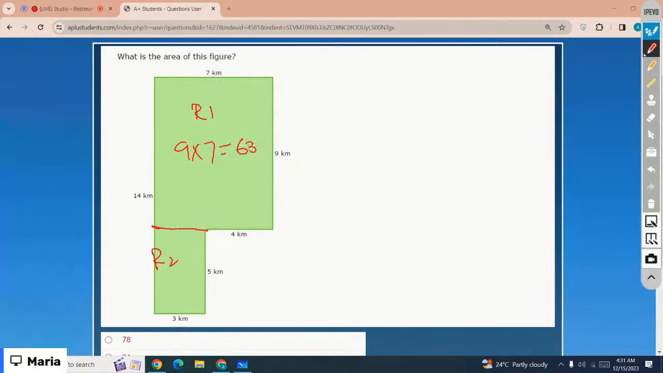Where were you when I was explaining the rest of the questions? And for this one you have to do 5 times 3, that is 15. You need to add both the areas, that is 63, but you don't need to add their side lengths, you need to calculate their area, that is 78. So the correct option is 78, right? The correct option is 78.